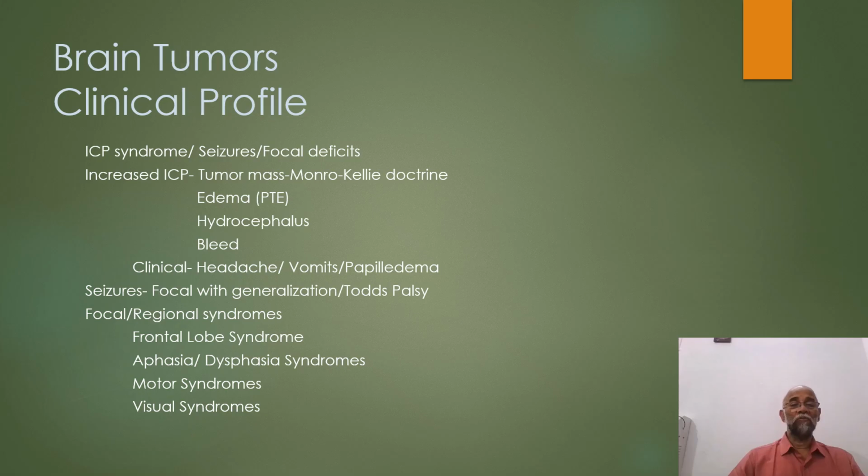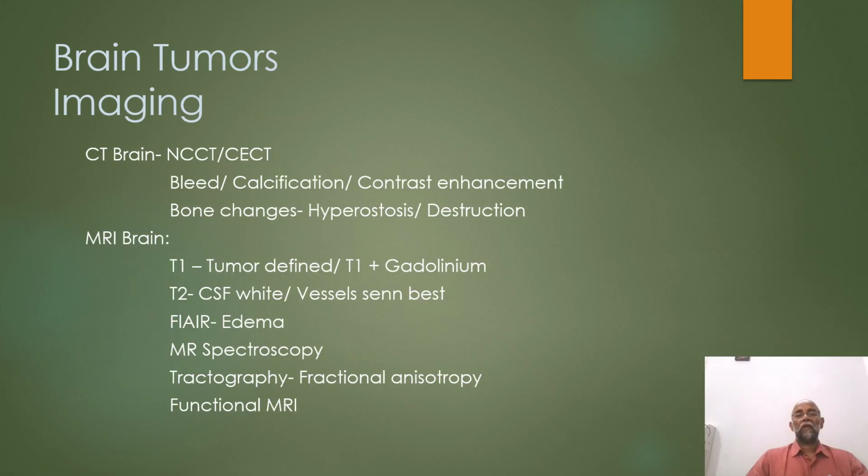Focal regional syndromes can occur with brain tumors. We have frontal lobe syndromes with personality changes, sometimes with disinhibition, sometimes with aggression. Aphasia, dysphasia syndromes can occur, especially in left-sided tumors affecting the speech areas. Motor syndromes occur, and visual syndromes can occur when the visual pathways are impaired or the occipital cortex is affected.